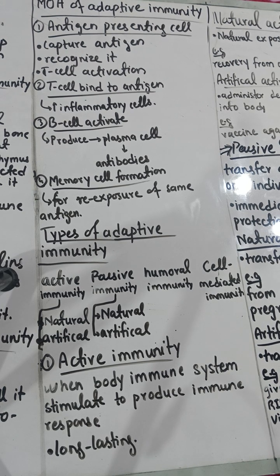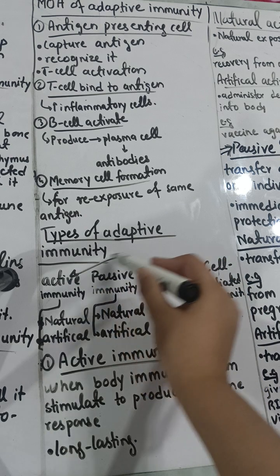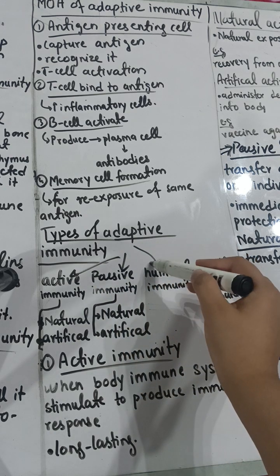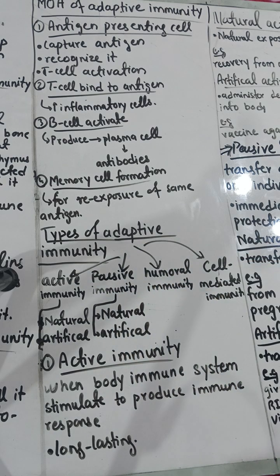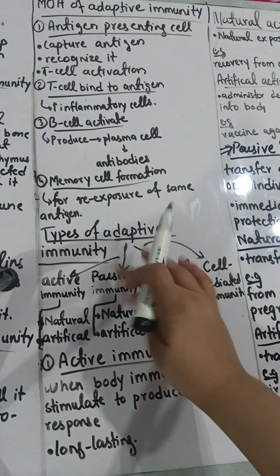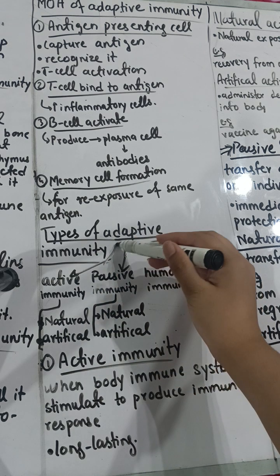So what are the types of adaptive immunity? It consists of four types. The first type is active immunity, then passive immunity, humoral immunity, and cell mediated immunity. So all of them are the types of it.